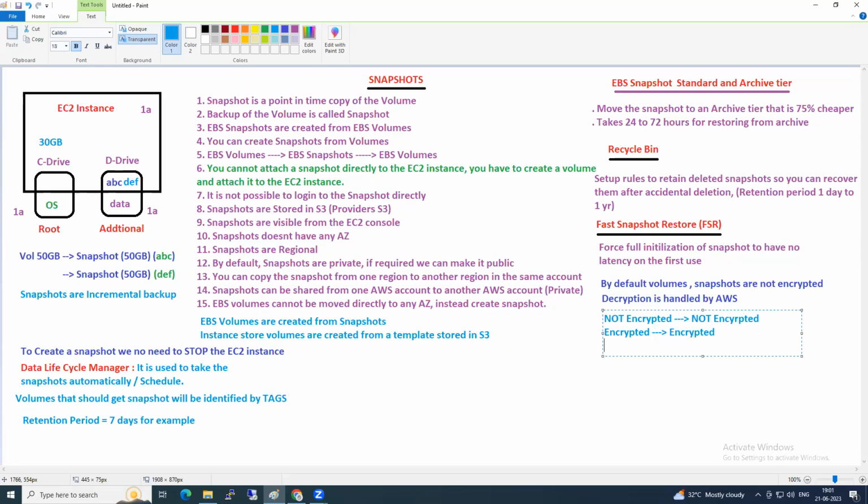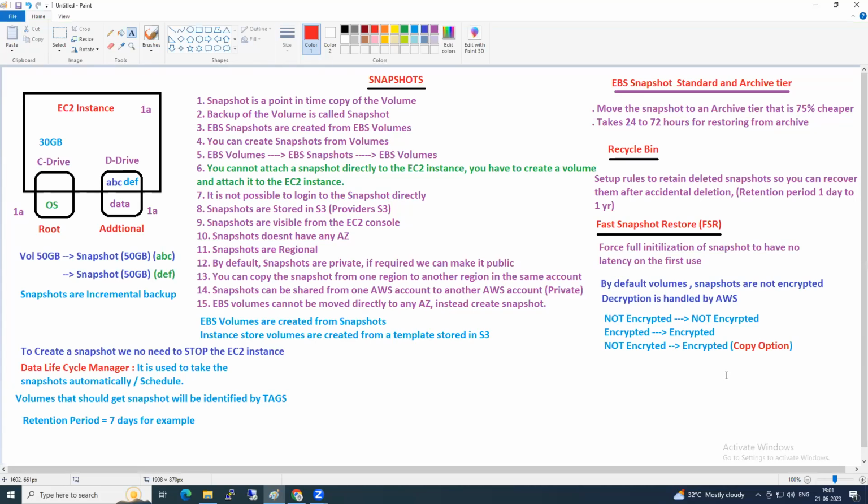And now, I have a volume snapshot which is not encrypted, and I want to make it encrypted. You can do this using the copy option. There is an option in EC2 called the copy option. What option is that? Copy option. Using this copy option, you can encrypt it.